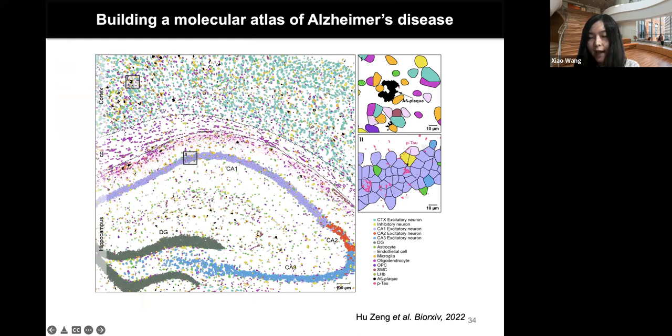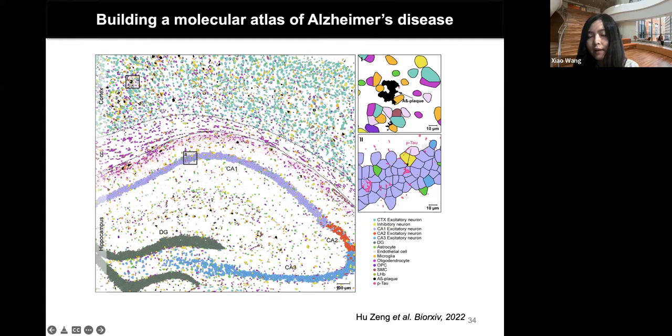Because this is a relatively high resolution imaging, we can further register the differentially expressed genes in different cell types or cell populations that are near or overlapping with these disease progression markers. This is just one example where you can see the mouse hippocampus regions and the cortical regions, and these zoomed-in regions show two examples with different colors representing different cell types.